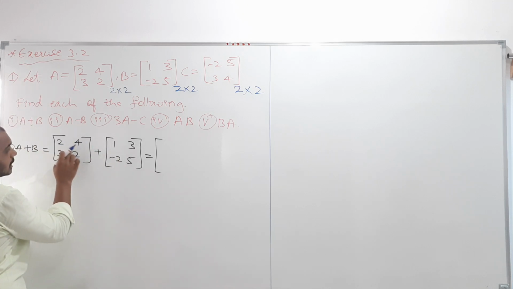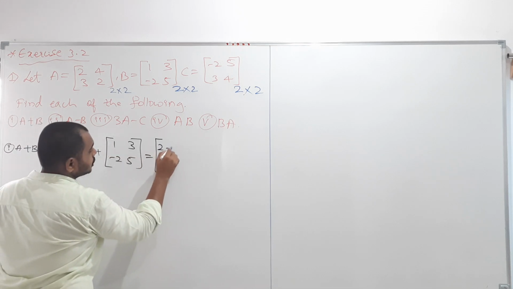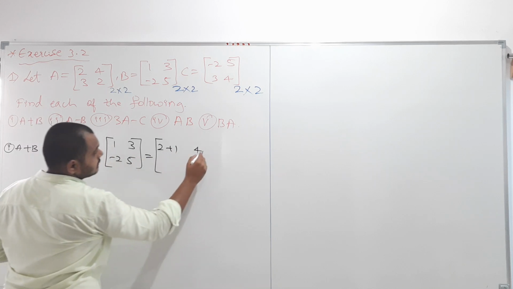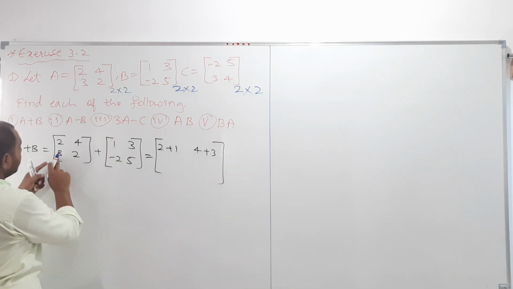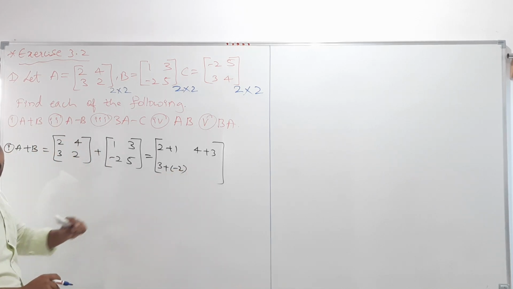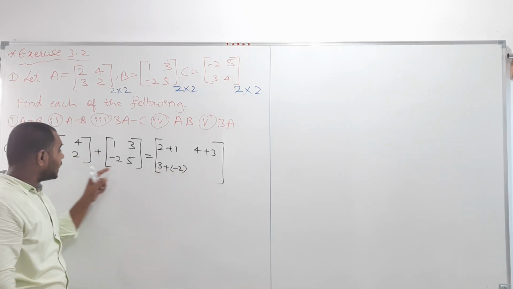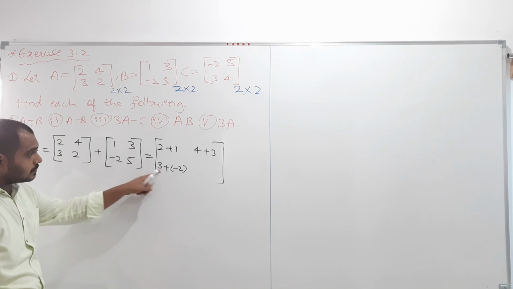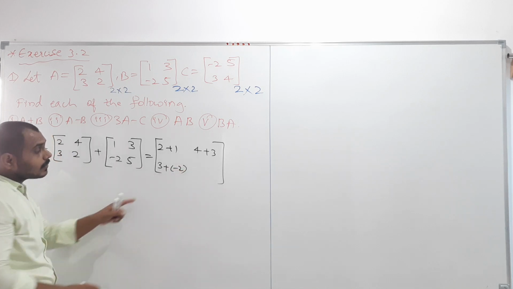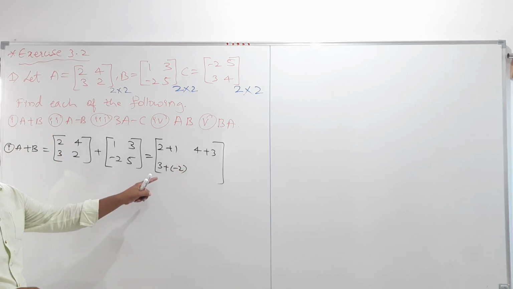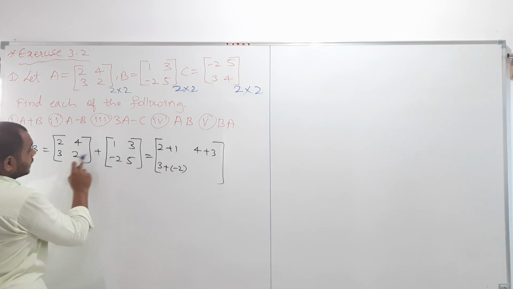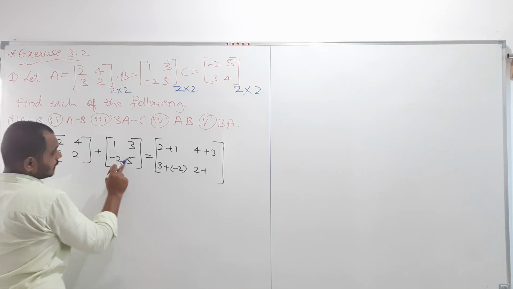So therefore corresponding elements: 2 plus 1. My dear students, 2 plus 1. Next 4 plus 3. Next 3 plus of minus 2. You may get confused, therefore I am writing this element 3 as it is, plus as it is, and this element I am writing inside the bracket to simplify. Clear? And next 2 plus 5.